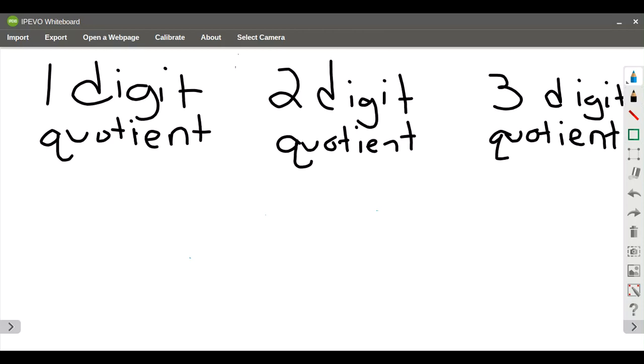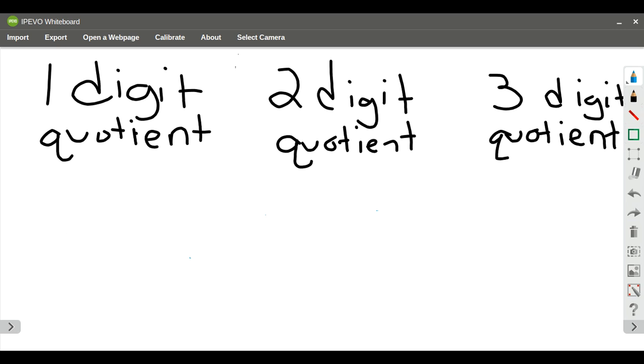So in today's lesson, we are going to be taking a look at where we're going to place the first digit of the quotient, and we're going to do this by using number sense and estimation. So on page 269, you have three buckets. You have a one-digit quotient, a two-digit quotient, and a three-digit quotient bucket. We're going to take a look at the different problems on that page, and we're going to see where those different quotients belong.